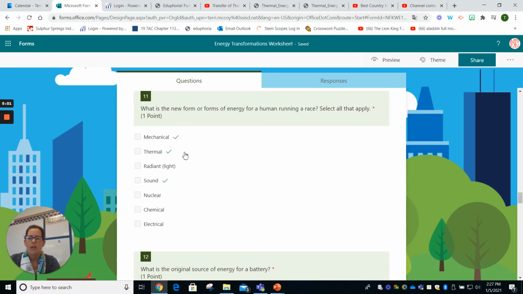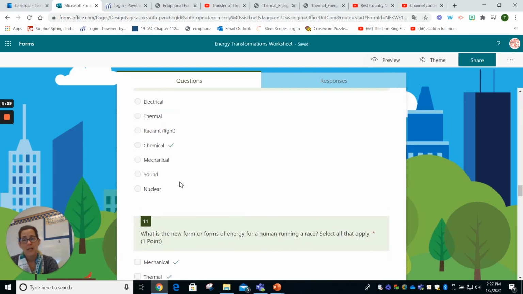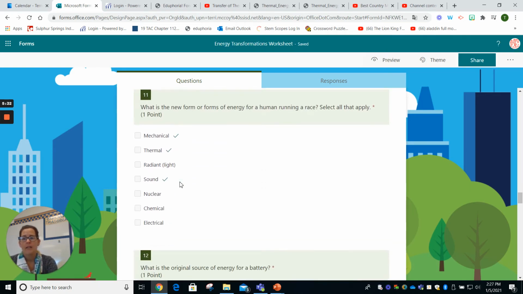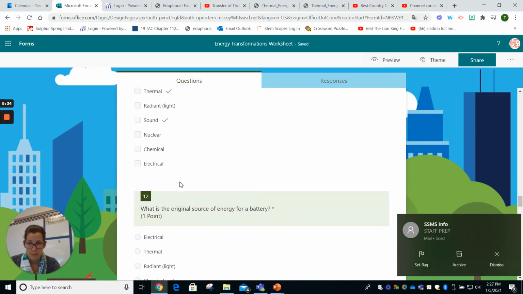You get hot, right? So we're going to have some thermal energy. And then when you run, you might hear your breath going in and out. I know mine would. And then you might even be able to hear your feet hitting the ground whenever you're running outside. So that would be sound. So there's 3 different forms of energy that happen with a human that's running a race. We've got mechanical, thermal, and sound. And we started it all off with chemical. So number 10 is chemical, number 11 is mechanical, thermal, and sound.